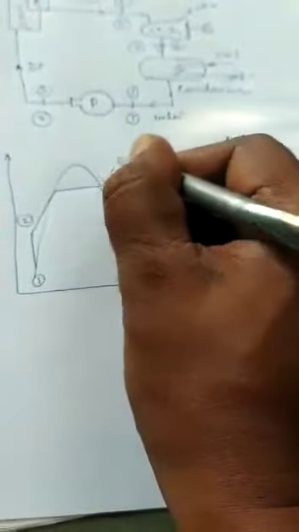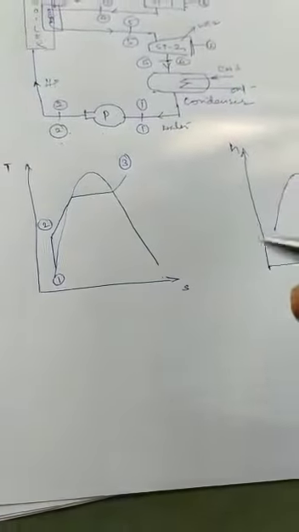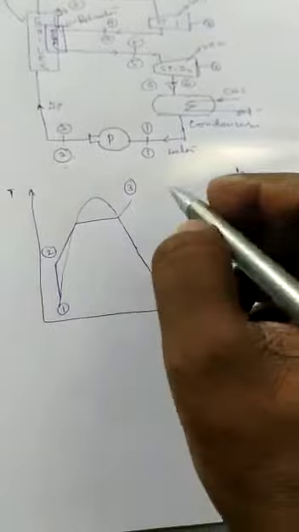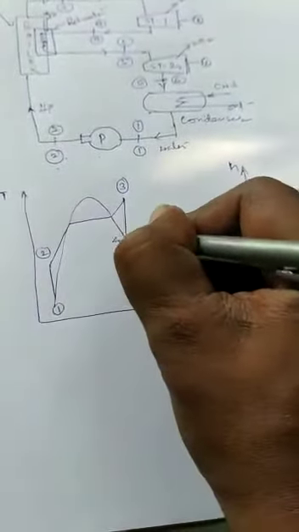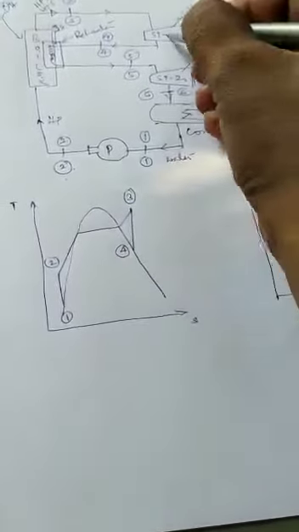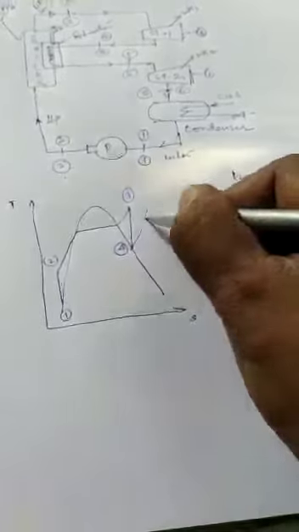Next, this is the 2 to 3 process. Boiling process, heat exchanging process, or heat addition process also we call that. 2 to 3 process. 3 to 4 expansion takes place in the first stage of the turbine, that is steam turbine 1.